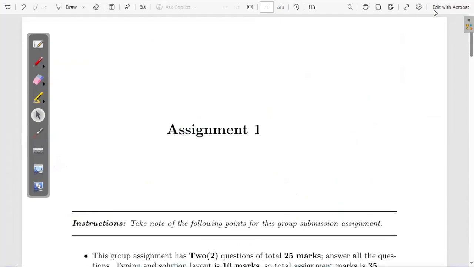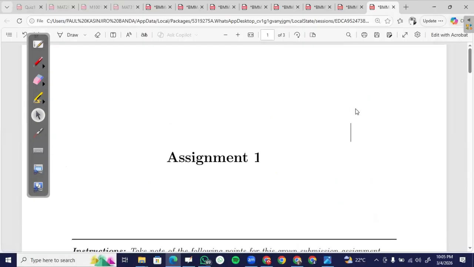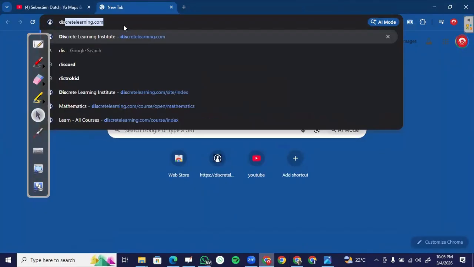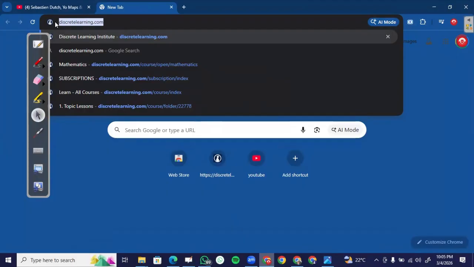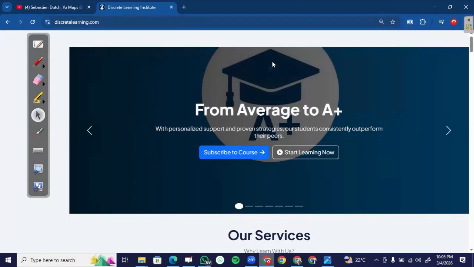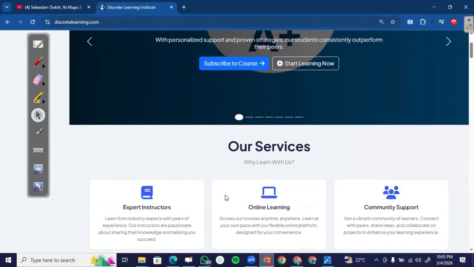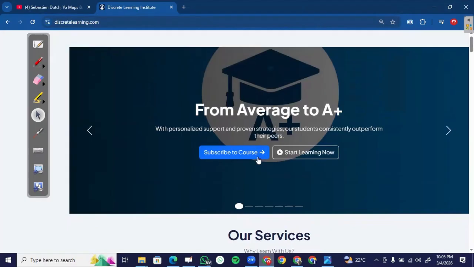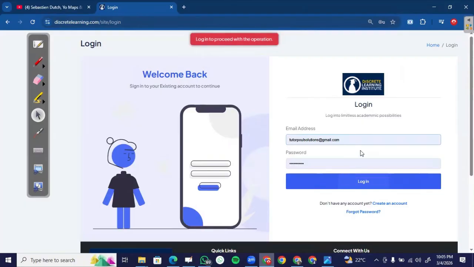Again, let me just show you the website for those who have never seen it. So you just go to Chrome here and then type in discretelearning.com. So you can see the discretelearning.com there and then go search. It will take you to our website. So here, if you don't have an account, you need to create an account. So you just go to start learning now. Then it will take you to the login page. So if you don't have an account, go here, create an account, and then log in. But if you already have an account, just put your email, your password there, and then log in.